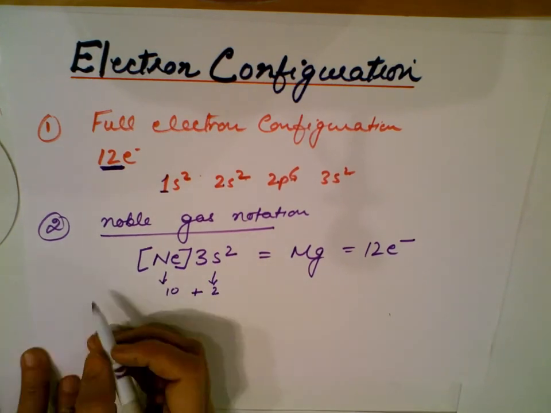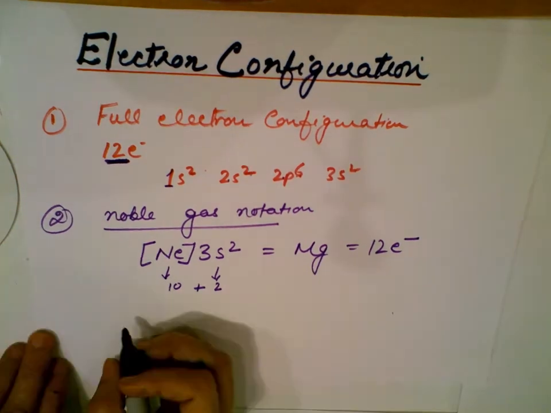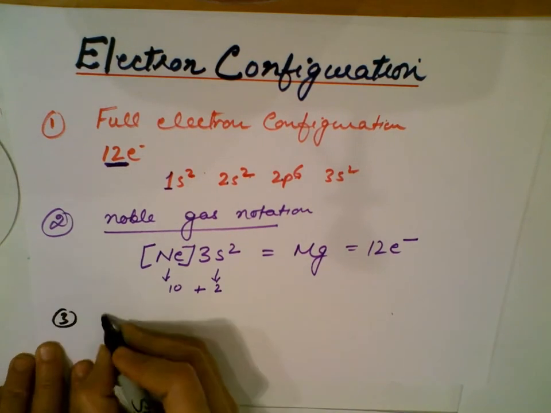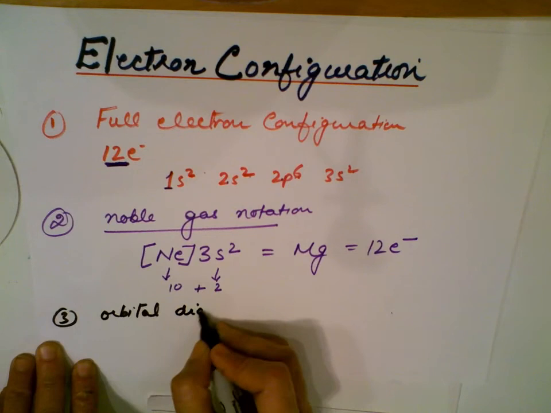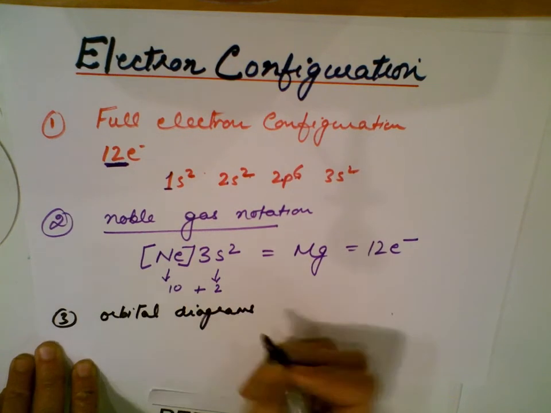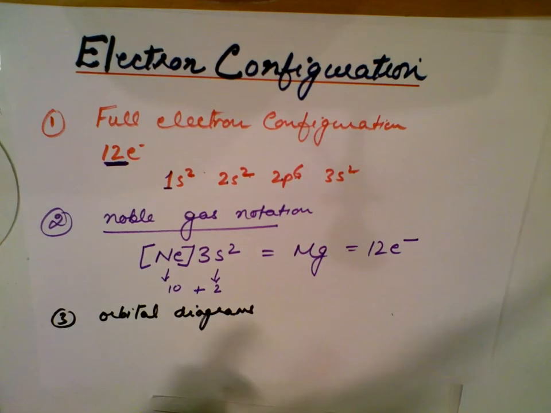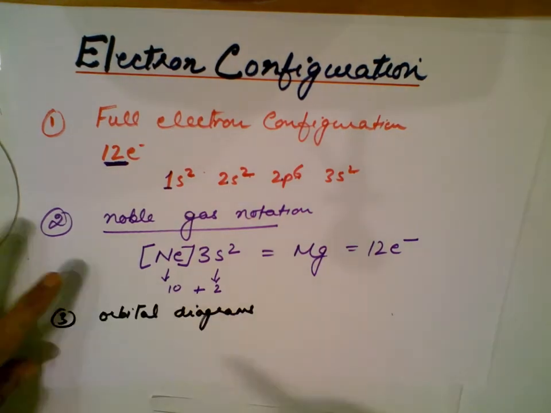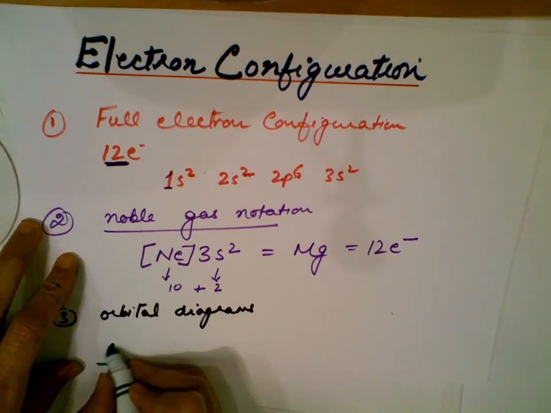Now, another way is to draw orbital diagrams, or you can say orbital notation. You can just draw simply a line and show electrons at the top. So 1 electron, 2 electrons.